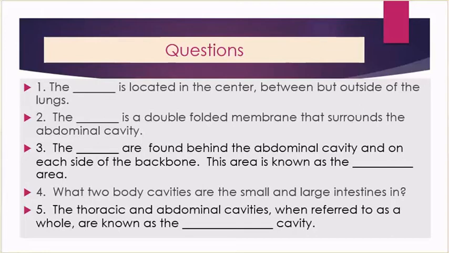Number 4, what two body cavities are the small and large intestines in? Number 5, the thoracic and abdominal cavities, when referred to as a whole, are known as the blank cavity.